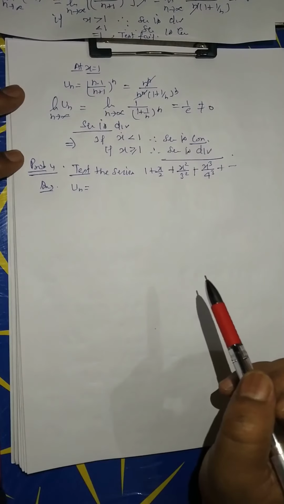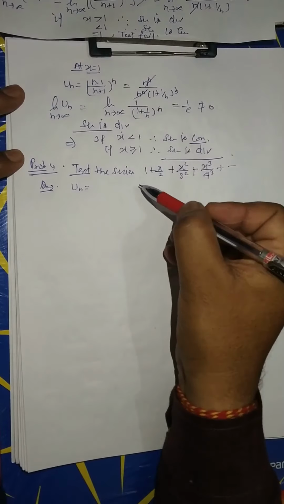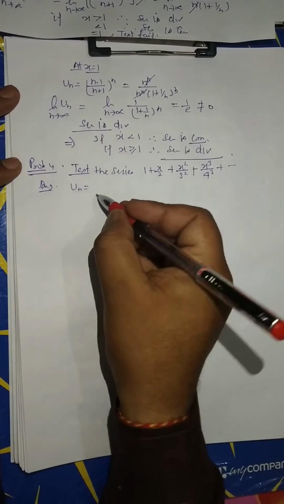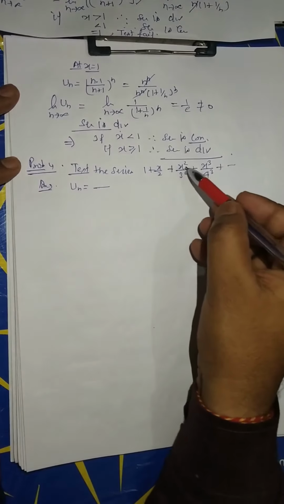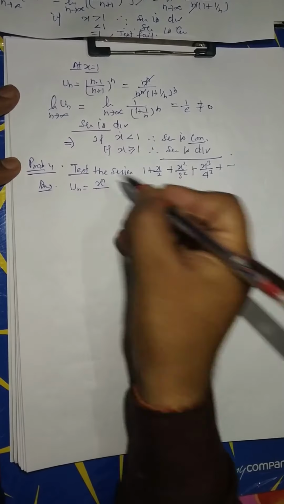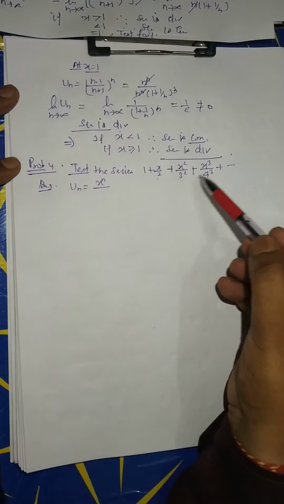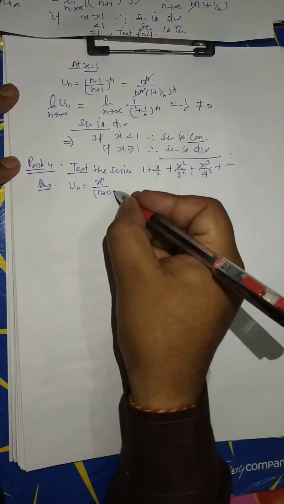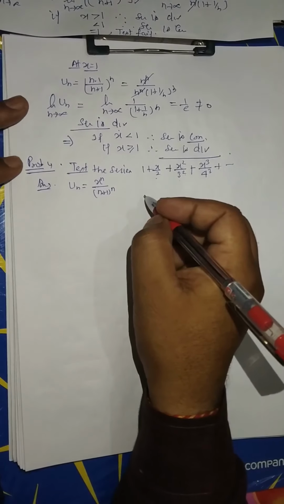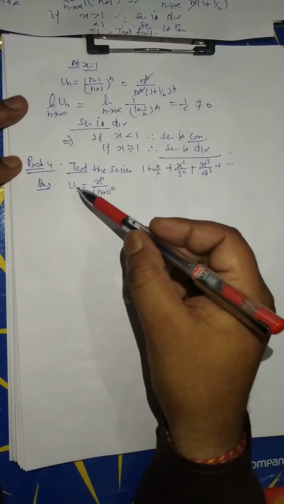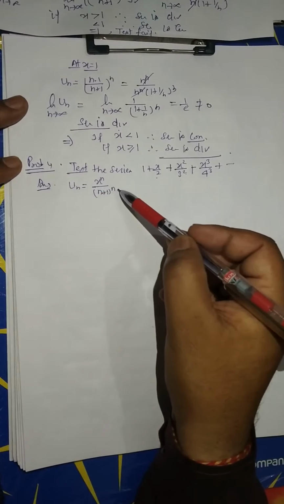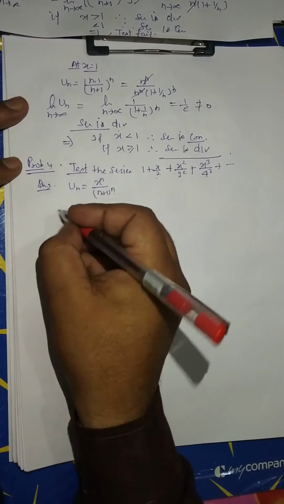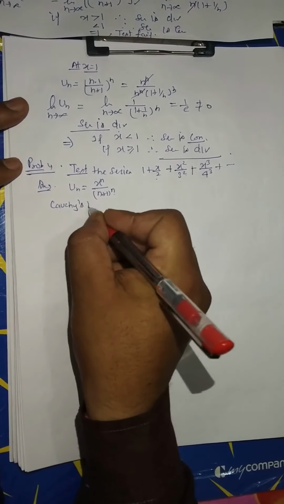The nth term of the series can be written as, except 1, the power of x is 1, 2, 3, that is the nth term is x to the power n. In the denominator 2, 3, 4, that is (n+1), whole power 1, 2, 3, that is n. That is un, whose power is very large in terms of n. Then we can apply Cauchy root test.